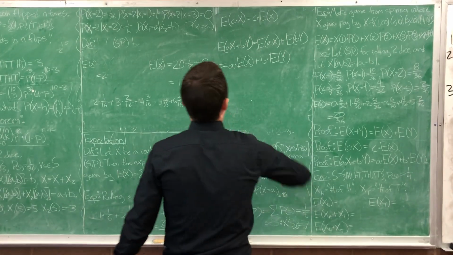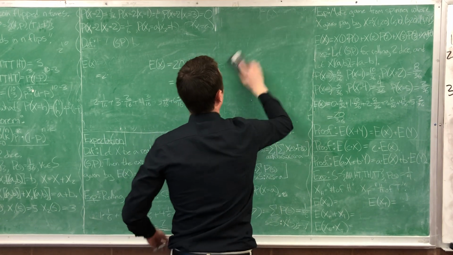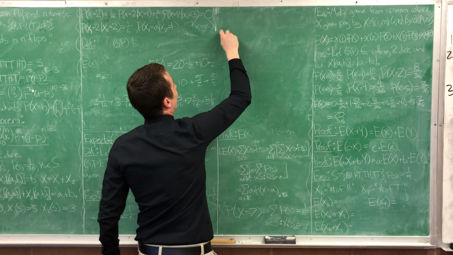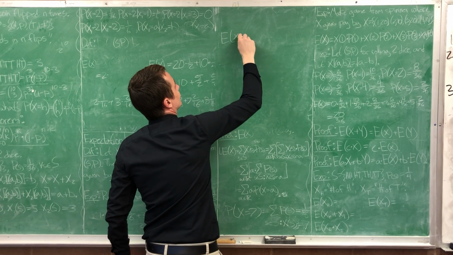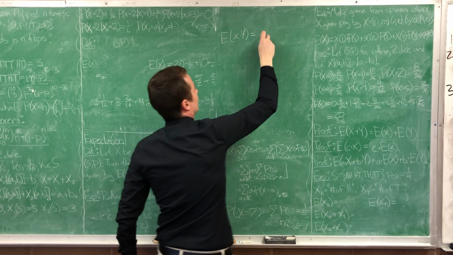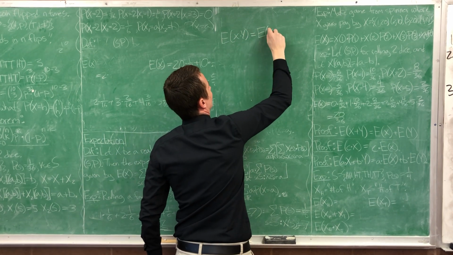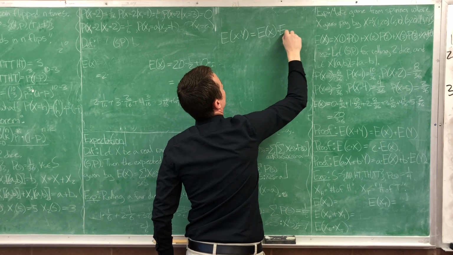And you can probably guess some pretty obvious things that follow from this. If I have the expected value of x times y, that's going to be the same thing as the expected value of x times the expected value of y, right? Yes.